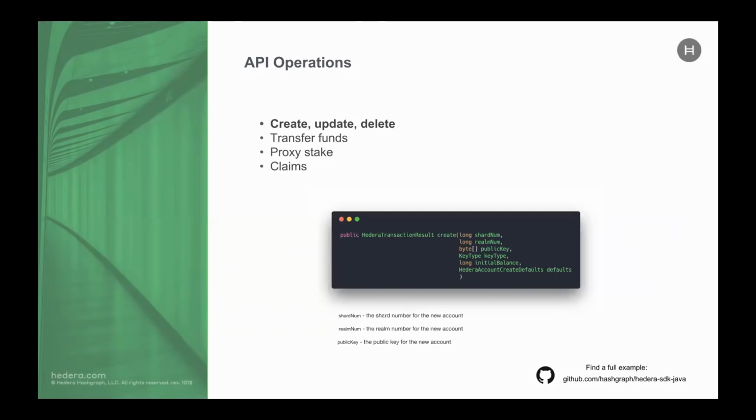And then the public key is the public key for the new account. That's easy enough to understand and get going with. So this is the Java SDK, and we have a full example on GitHub, a nice walkthrough. And if you're more into Go, I would highly recommend checking out docs.hedera.com, where you can get a quick walkthrough and setup and process.